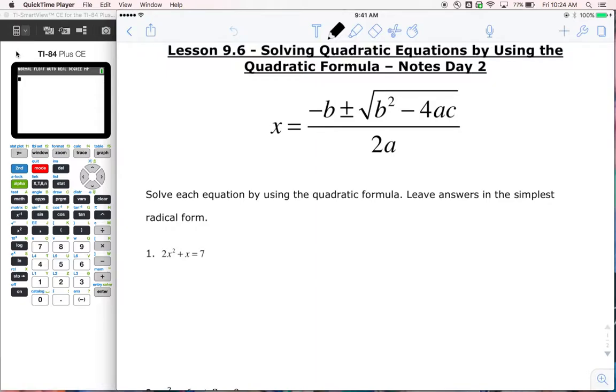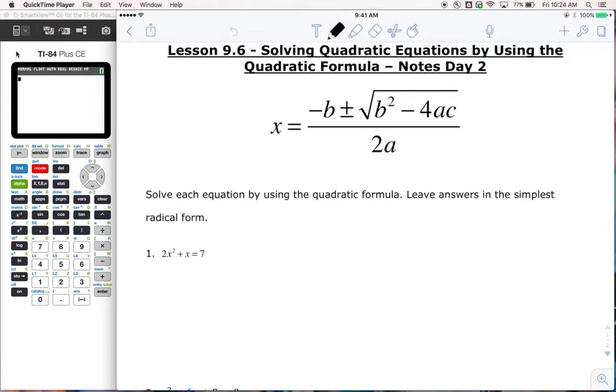Lesson 9.6, solving quadratic equations using the quadratic formula. This is our second day of this topic, so if you missed the first day, you might want to go back and check that before we work on this one. All right, so all we're doing here is we're using our formula. We are plugging them in and finding our zeros, right? We're solving, we're finding our zeros.